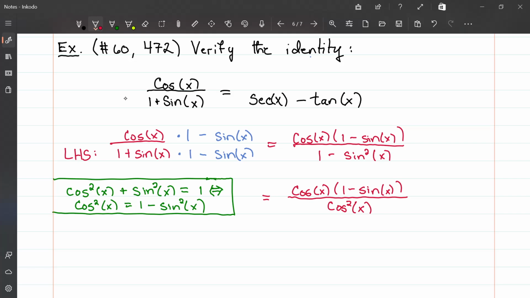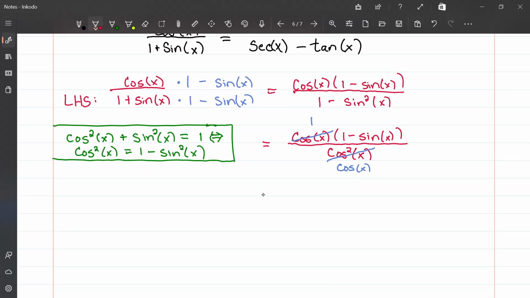Specifically, it looks to me as if both the top and the bottom have a factor of cosine of x. I can simplify that out. Get rid of a factor of cosine of x up top, which gets replaced by a 1. Get rid of a factor of cosine of x in the bottom, meaning the bottom becomes just cosine of x. And now we have a slightly different fraction. The fraction should be now just 1 minus sine of x over cosine of x.